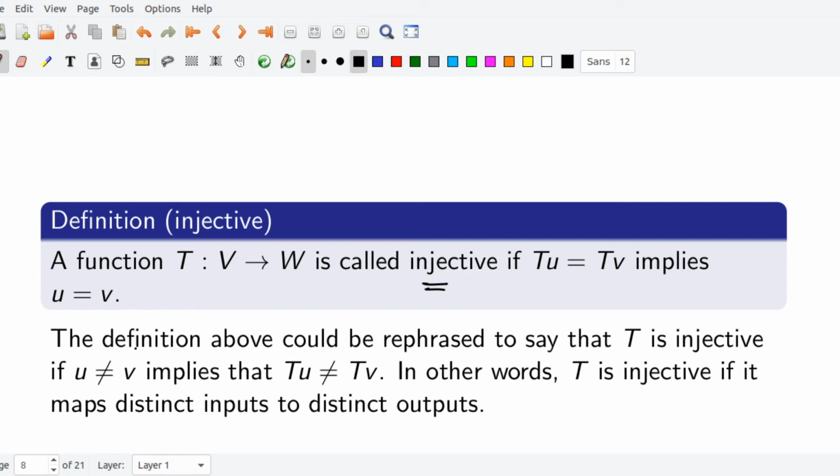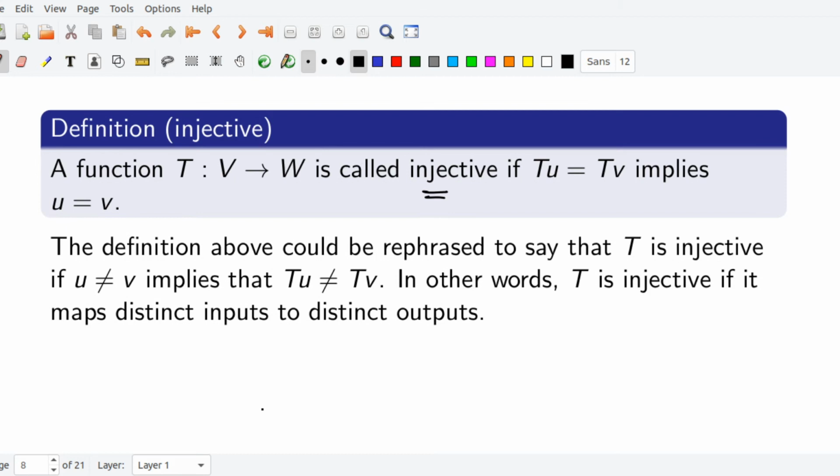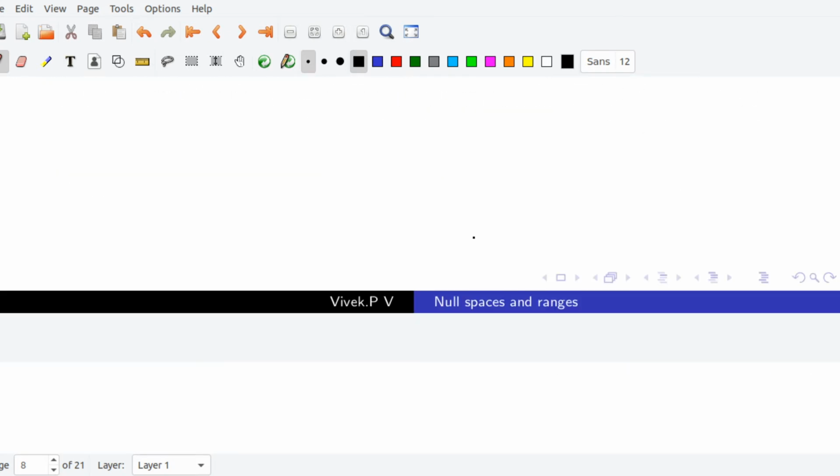This definition could be rephrased in another way: T is injective if u not equal to v implies Tu not equal to Tv. In other words, we can say that a map is injective if it maps distinct inputs to distinct outputs, because whenever u is not equal to v, its image will be different. So distinct elements do not map into the same element. So a map is injective if Tu equals Tv implies u equals v.